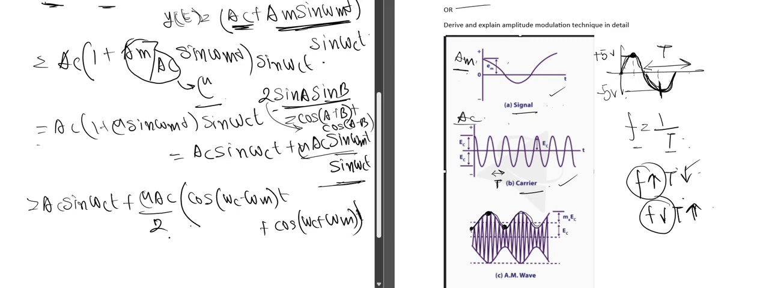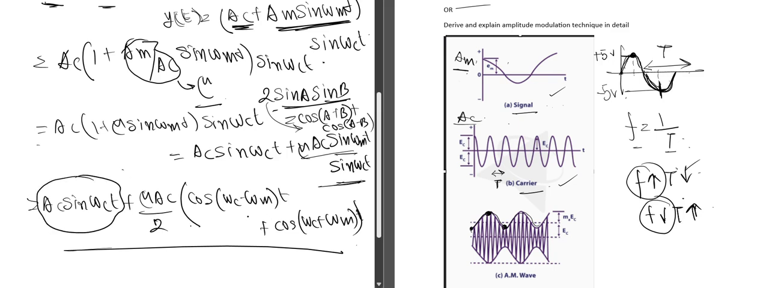So this is our output AM wave, and this signal is the carrier signal which we are getting. This is our lower sideband, LSB, and this is our upper sideband, USB, and there are a total of 3 frequency components: omega_c, omega_c minus omega_m, and omega_c plus omega_m.